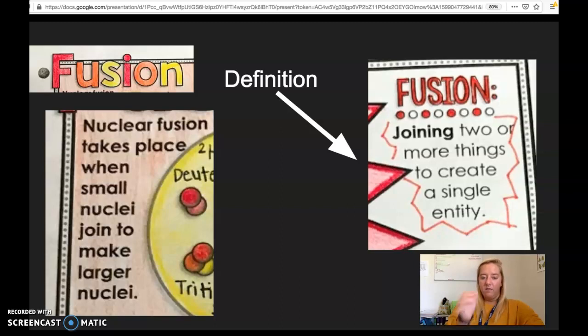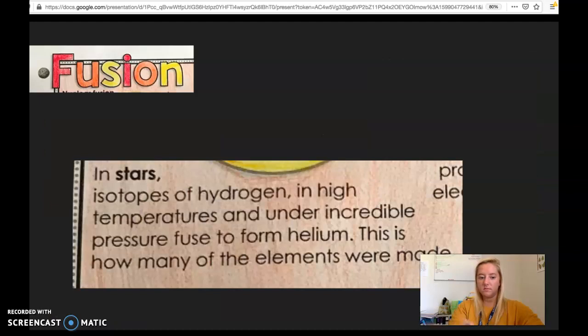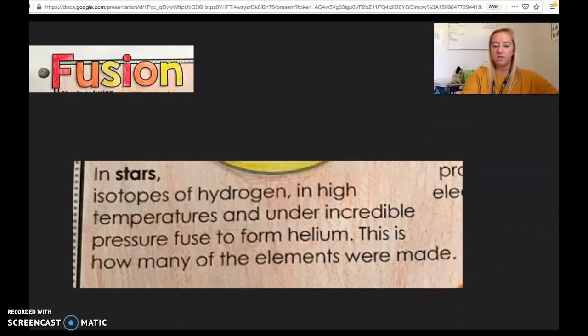So as always, if you need to, pause the video to copy these down. In stars, isotopes of hydrogen in high temperatures and under incredible pressure fuse to form helium. This is how many of the elements were initially made. If you have just two hydrogen atoms sitting there in front of you, this isn't going to happen under normal Earth temperatures and pressure, right? You need the pressure of the sun and the heat of the sun for this process to actually work. So you need high temperatures and high pressure for the two atoms to fuse and become helium.